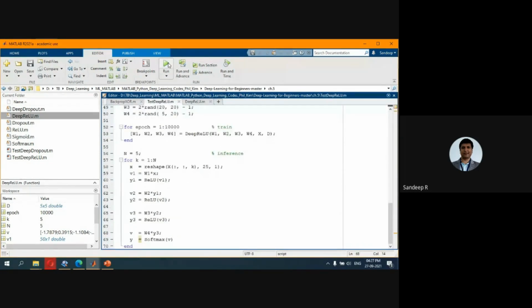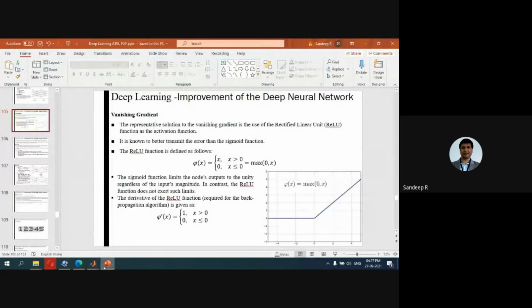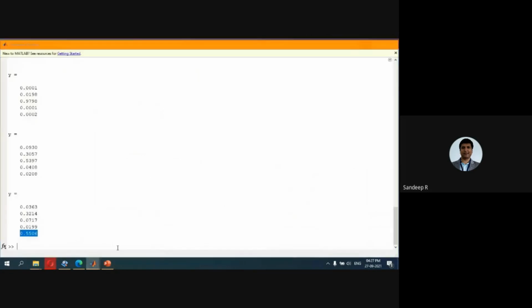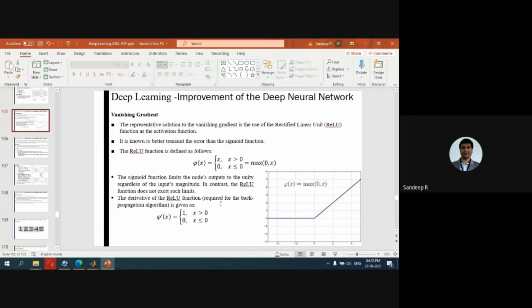So let me run it. Okay, so we have the trained neural network, and this is the output. Now let's see, deep ReLU. We have run this. Now you see the output: 1, 2. In spite of using multiple hidden layers, 3, 4, and 5, it has done extremely well. So deep learning has overcome the problem of vanishing gradient by using the ReLU activation function at the initial stages of the neural network, and the output we have is softmax itself.